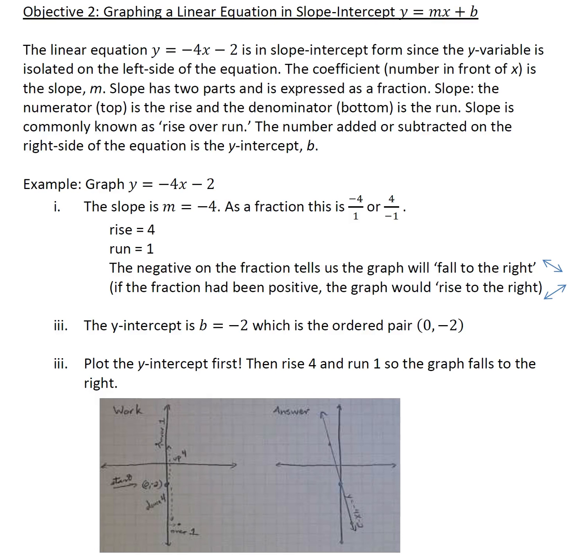Graphing a linear equation in slope-intercept form, y equals mx plus b. Many students have a lot of experience with this form from high school. The example that I'll work with is y equals negative 4x minus 2. In slope-intercept form, the y needs to be by itself, and then the x term is next. That x term helps us find the slope, and lastly, this number at the end is the y-intercept, and it helps us know where to start on the y-axis.